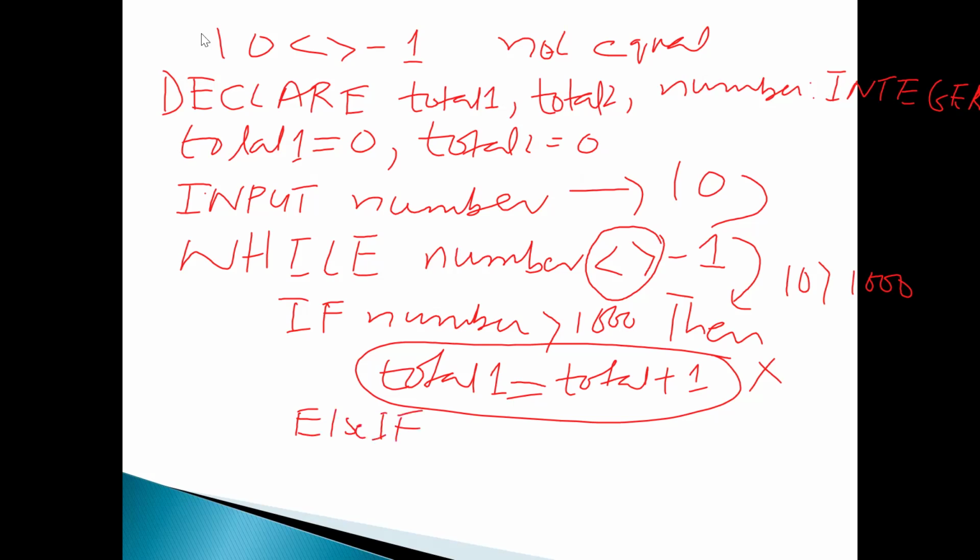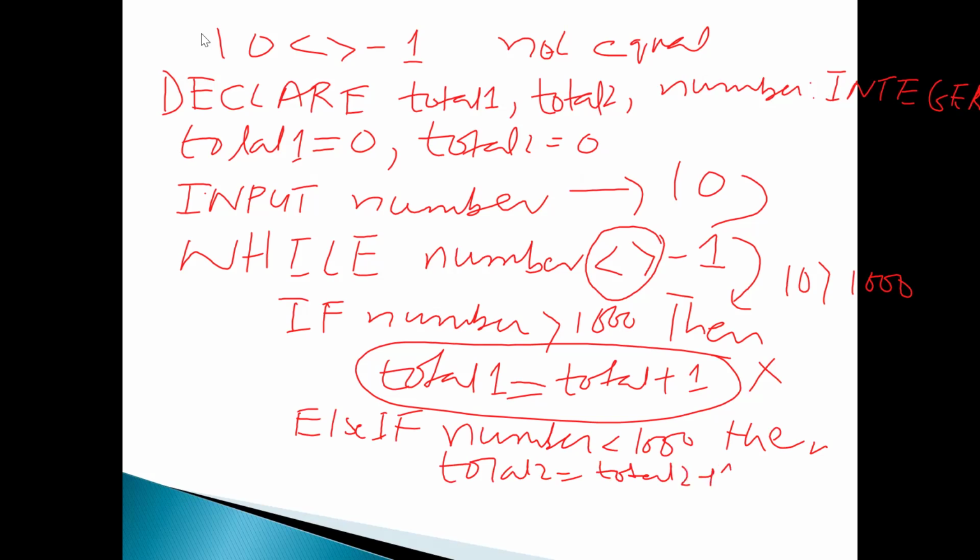Else if number less than 1000, then total2 equal to total2 plus 1. This condition will run or not? Yes, you got 10 less than 1000. So this condition is true. Total2 will be updated. Okay.